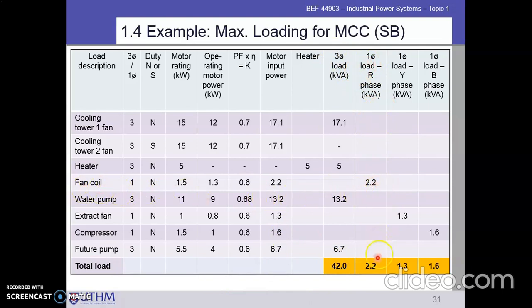So the total connected load is 2.2. And then we have single phase for yellow phase, only for extract fan. There are 1.3, so 1.3 total load. And then for blue phase, single phase connected only to the compressor, 1.6. So the total is 1.6. This is the total connected load to that industry. Total load on the MCC is 47.1 kVA. This is the total in the yellow one.